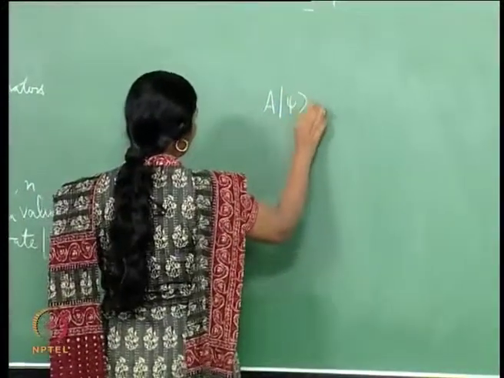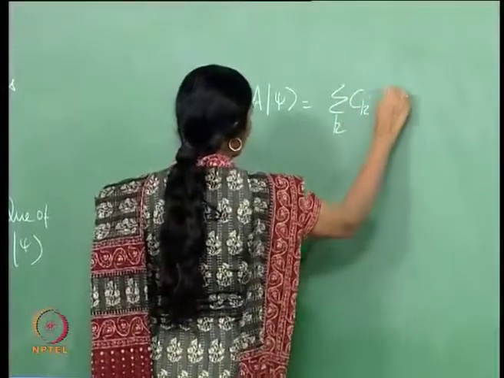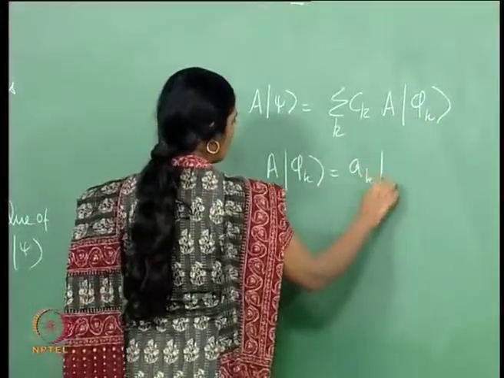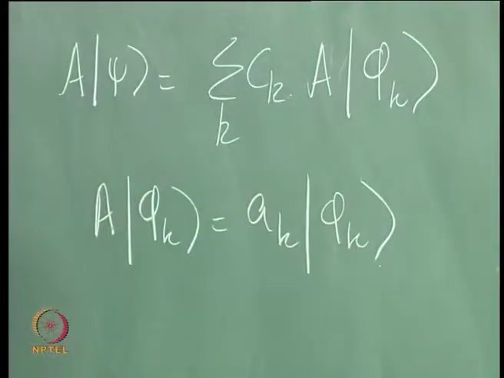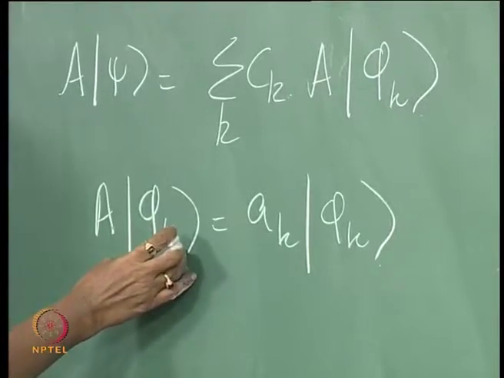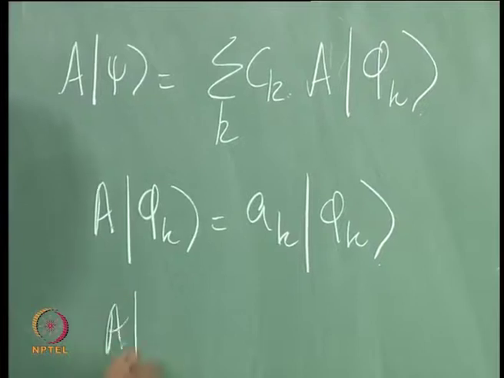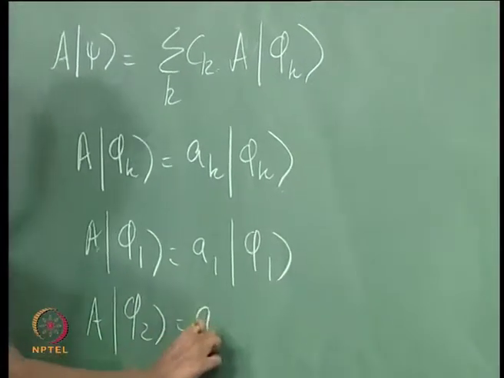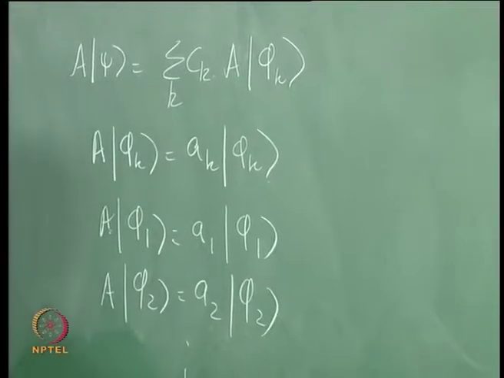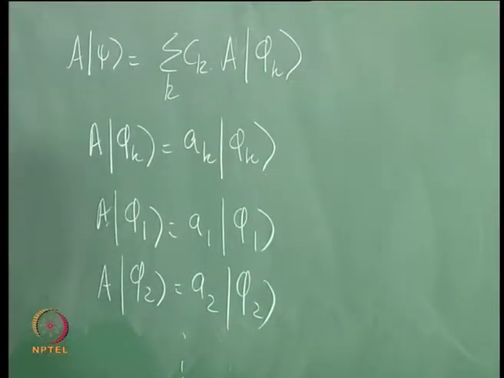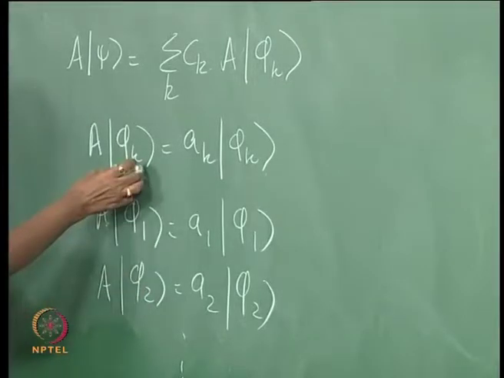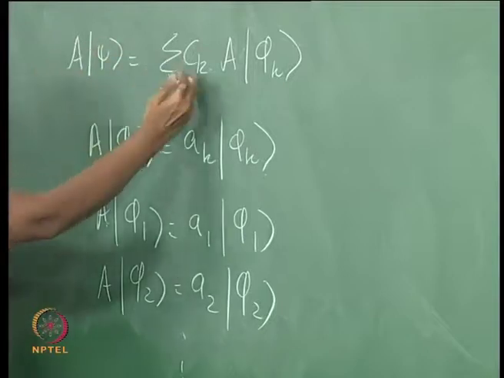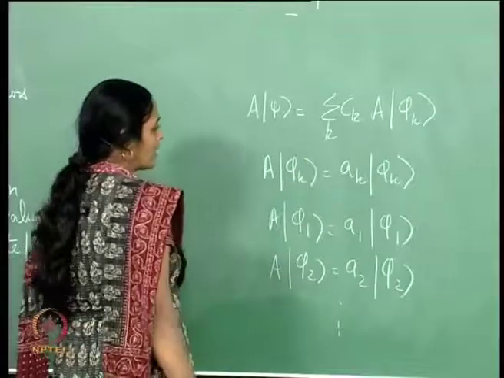So, I have A psi is summation over k C k A acting on phi k, where phi k are the basis states corresponding to A. It is to be read off like this. There is a set of states phi 1, phi 2 up to phi n. So, I have A phi 1 is A 1 phi 1, A phi 2 is equal to A 2 phi 2, and so on, all the way to k is equal to 1, 2, 3, 4 to n. So, in general, if I take any one of these, the eigenvalue is this, and since this is merely a number and A acts linearly, it just acts on every term in this expansion, and therefore, I have this.